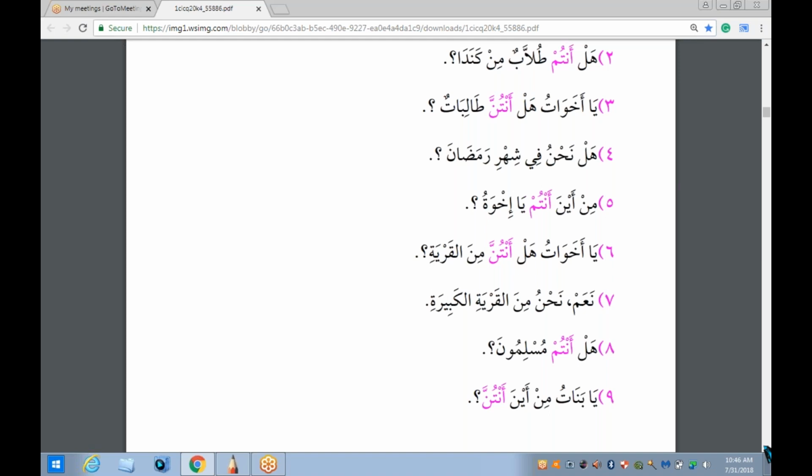You all are after me. من القرية. And then we're going to leave off the ra. من القا. After you pronounce this fatha, you're going to pronounce a ra after it. القرية. القرية الكبيرة.